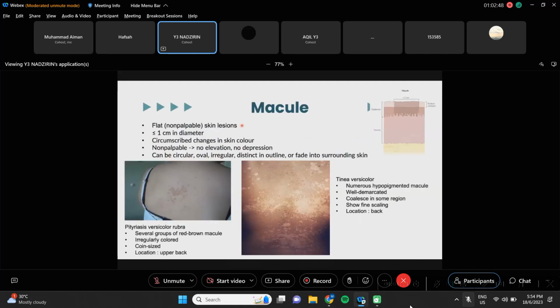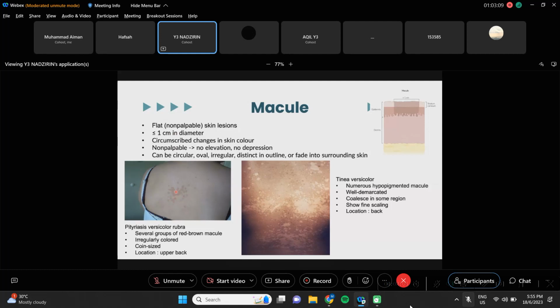So I will explain about macule first. So macule is a flat skin lesion. So it is just flat, less than or equal to 1 centimeter in diameter. So it is circumscribed, as we can see in this picture.